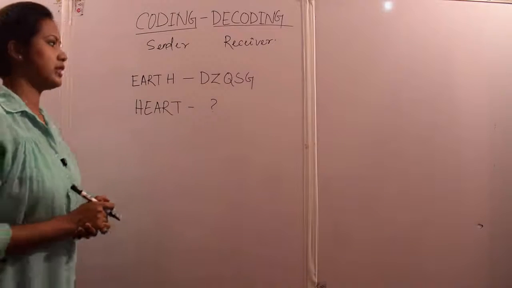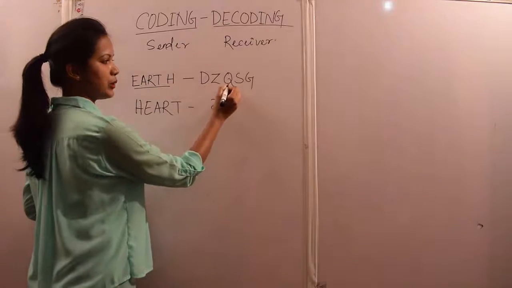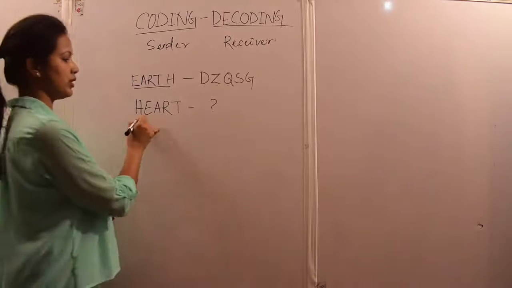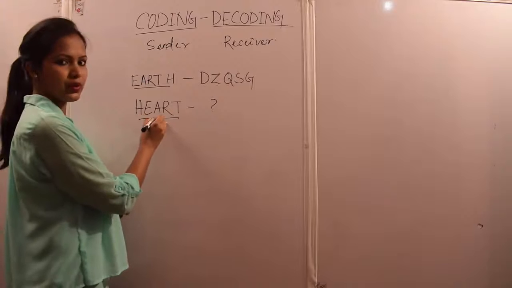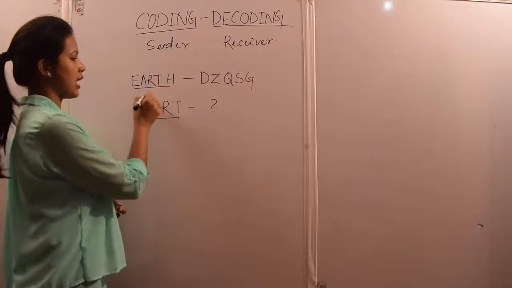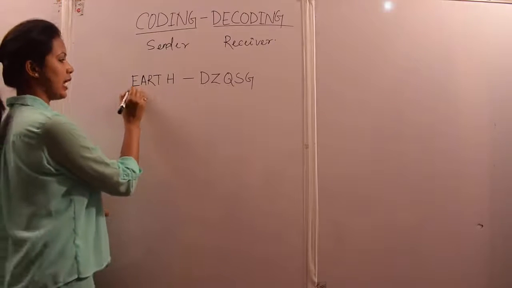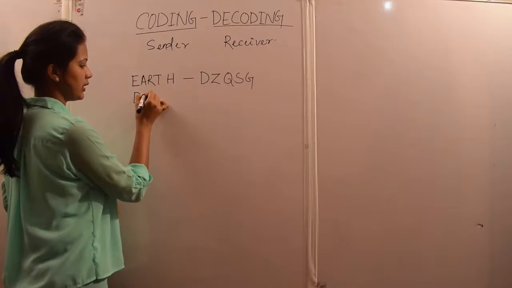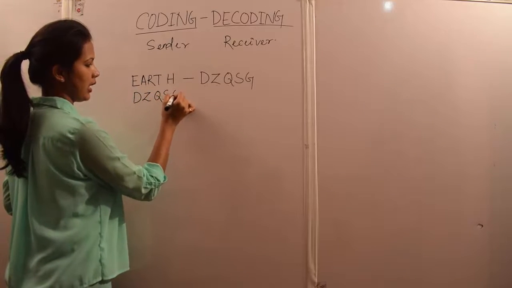Here the question is: if earth is coded as DZQSG, we have to find out what is the code for heart. Notice that heart consists of a similar number of letters as earth. See how to solve this. I am writing here earth, and below this I am writing the code for earth, that is D, Z, Q, S and G.